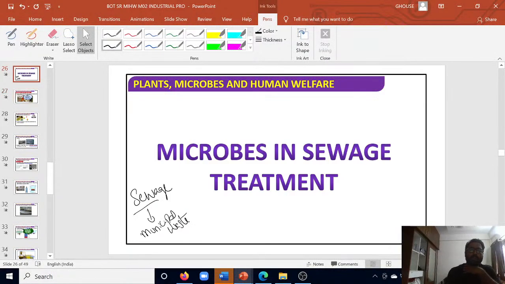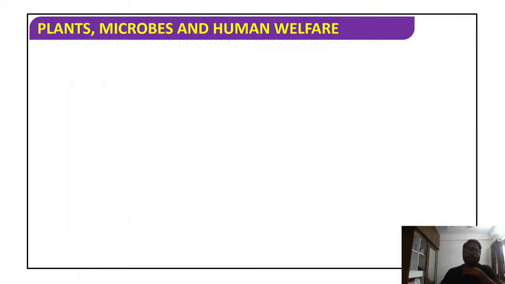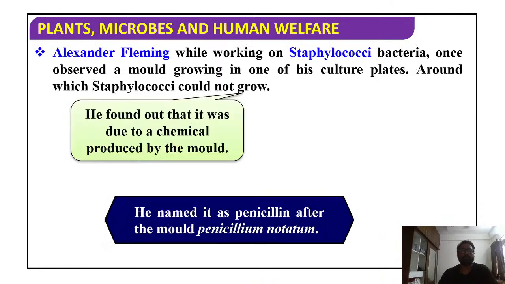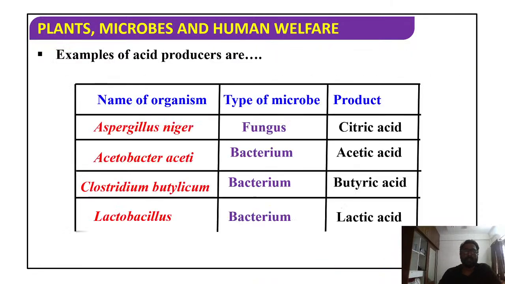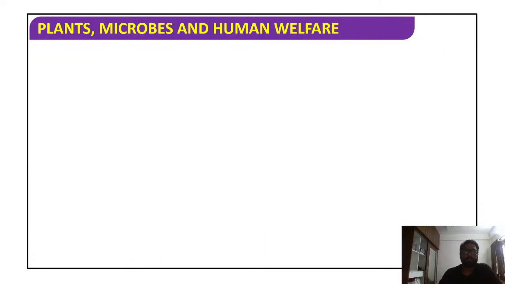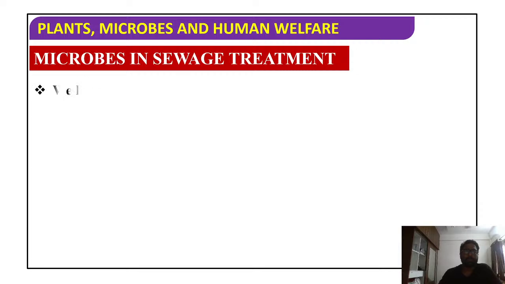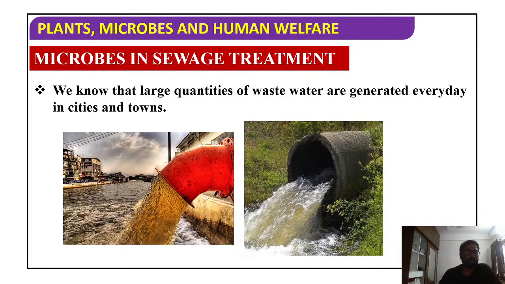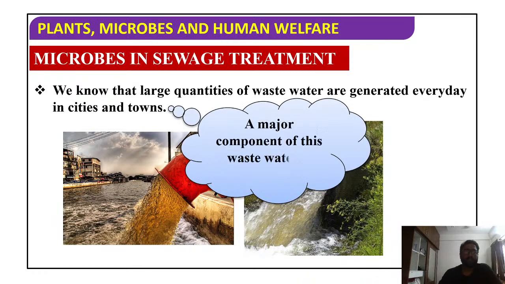So let me talk about how this is going to be converted from the most toxic form into the less toxic form, students. This is a very simple topic from class 12. Now we know that large quantities of wastewater are generated every day in cities as well as in towns. It is a major challenge: if you discharge this directly into natural water bodies, the entire water gets polluted.